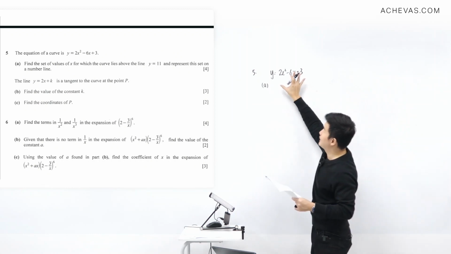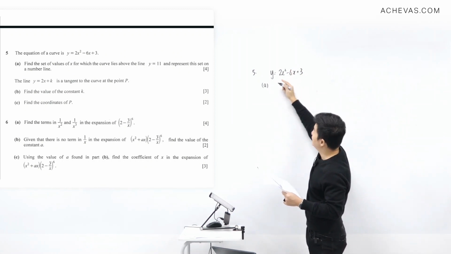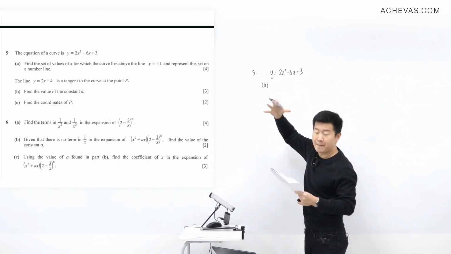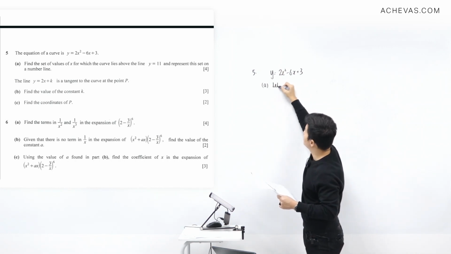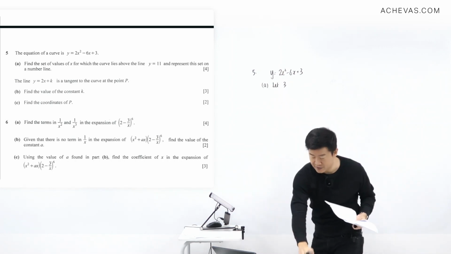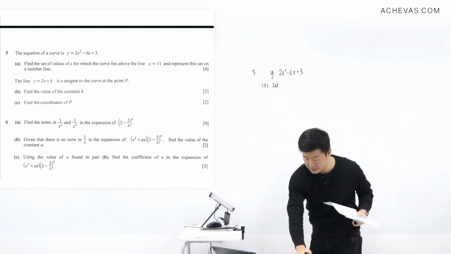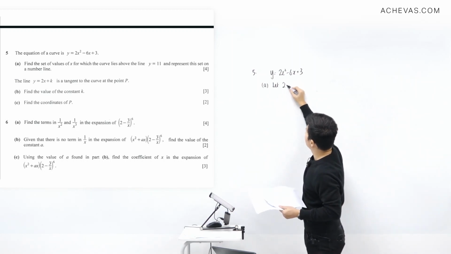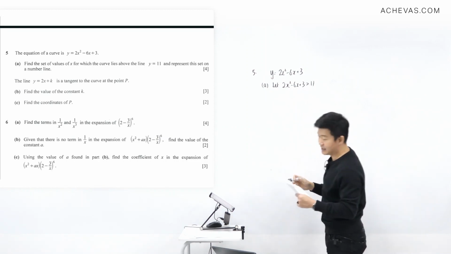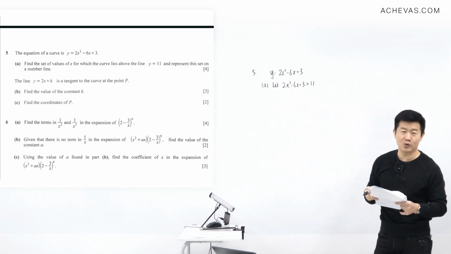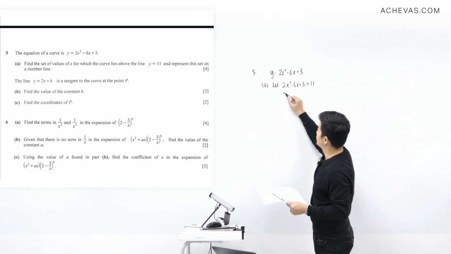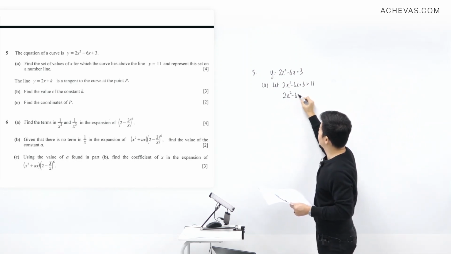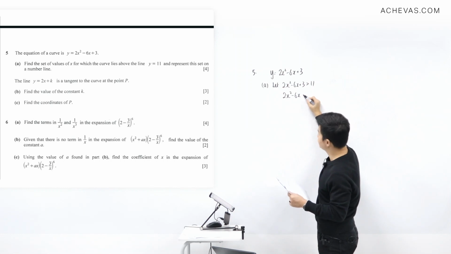So for the curve to be lying above the line y is equal to 11, that is when y is going to be bigger than 11. So we are going to be letting this y, which is 2x squared minus 6x plus 3, be bigger than 11. We're going to try to solve this quadratic inequality. So this is going to be 2x squared minus 6x. Bring 11 over to the left-hand side. We have a minus 8. This is bigger than 0.